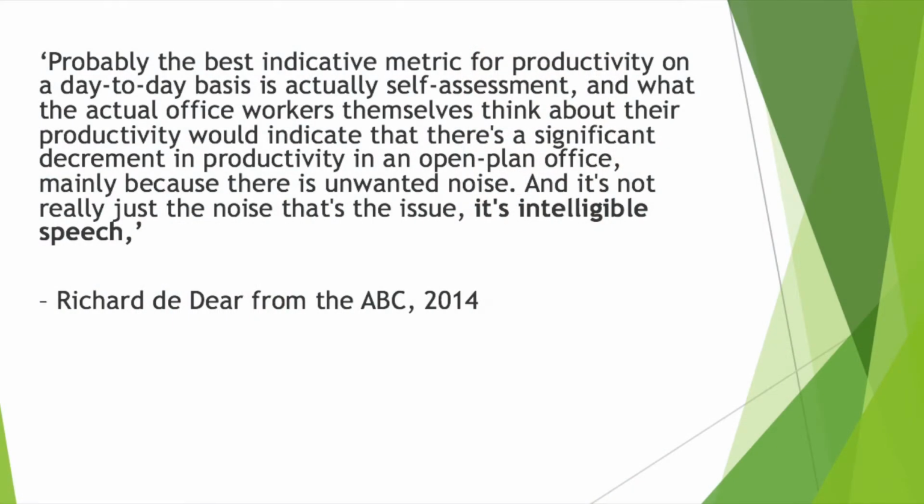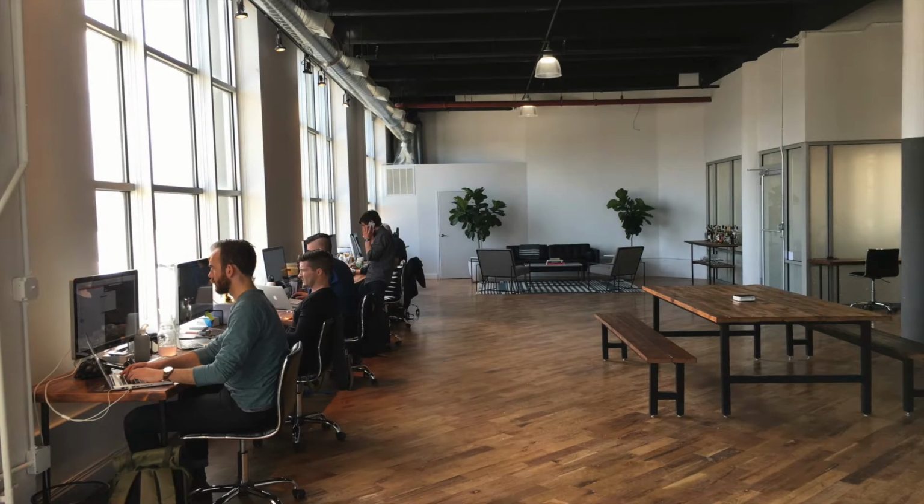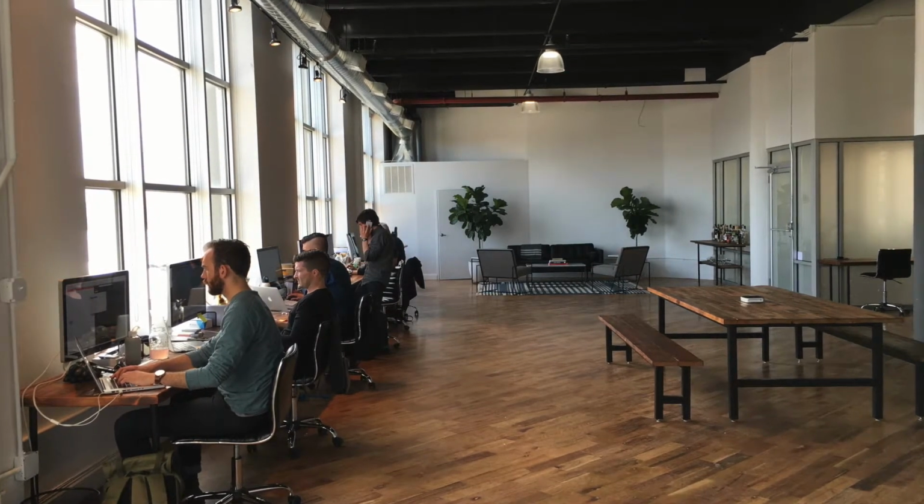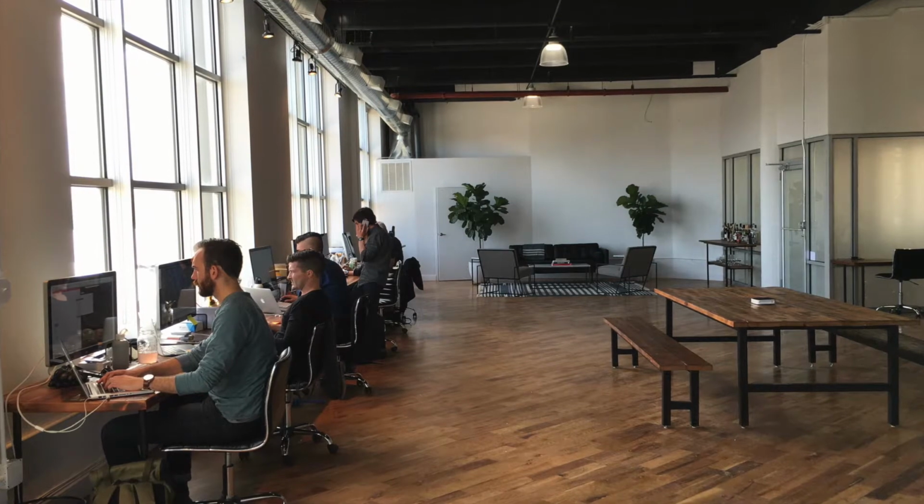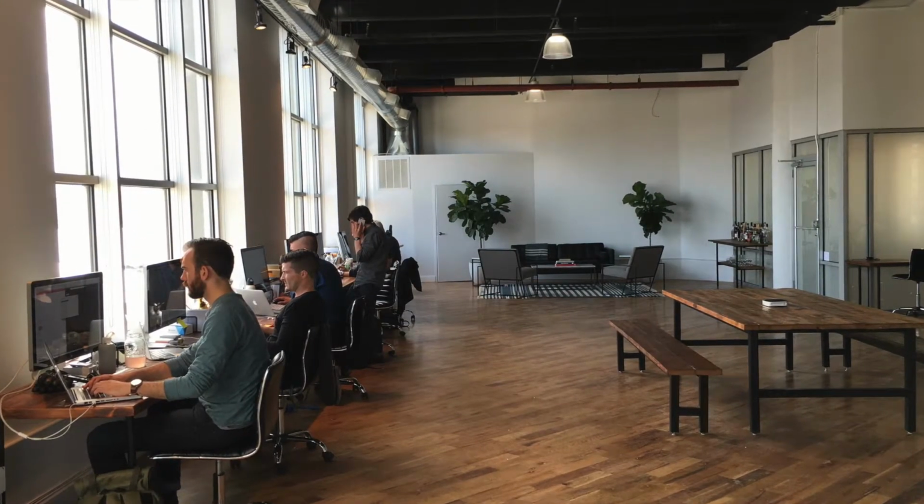In an experiment video conducted by the ABC in 2014, Professor Richard Dedier quoted, "Probably the most indicative metric for productivity on a day-to-day basis is actually self-assessment, and what the actual office workers themselves think about their productivity would indicate that there's a significant decrement in productivity in an open plan office, mainly because there is unwanted noise. And it's not really just the noise that's the issue, it's the intelligible speech." The experiment video highlights the fact that unrelated conversations are heard by a number of staff in the shared office, distracting them and creating a harder working condition.